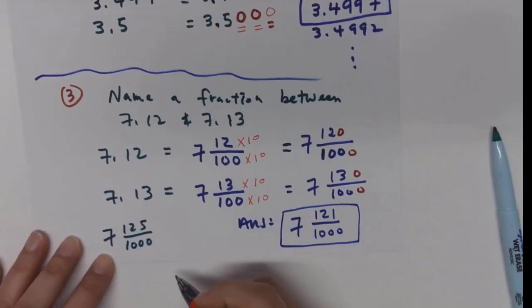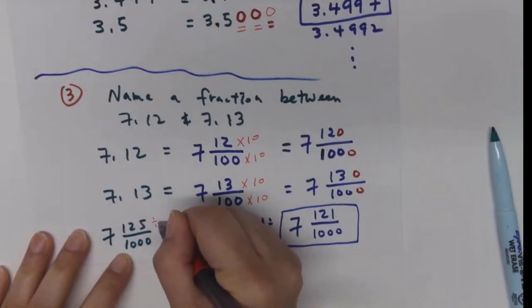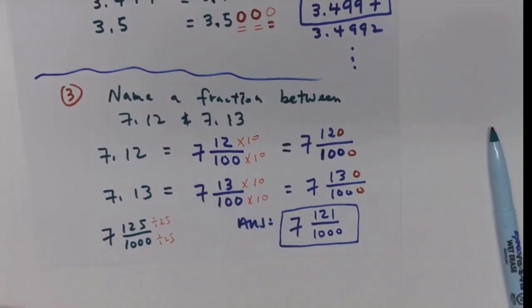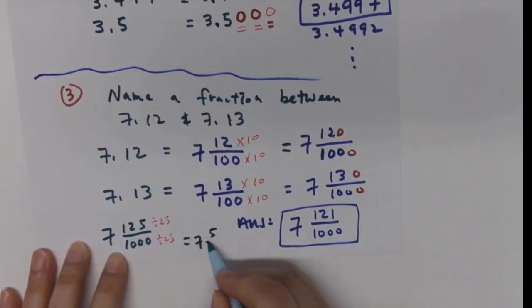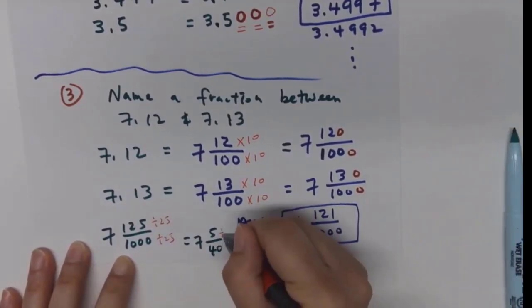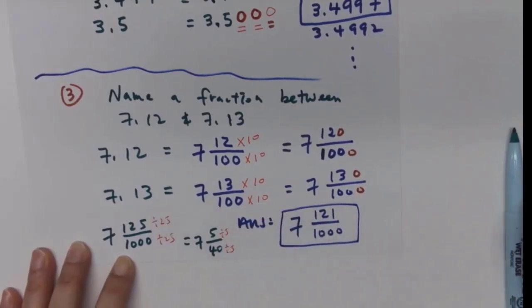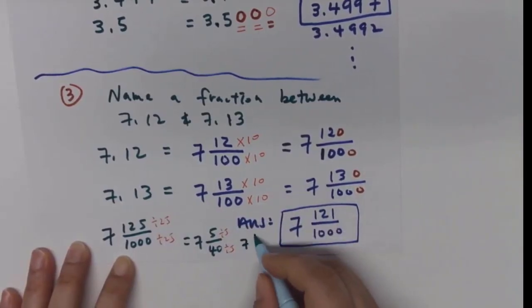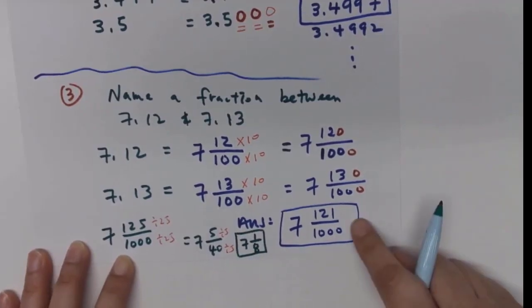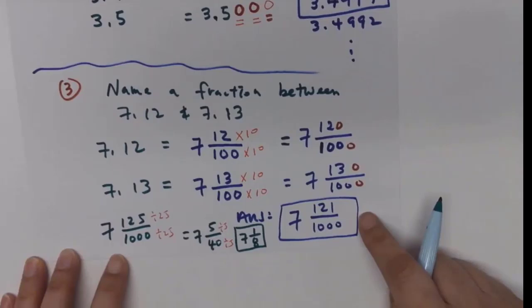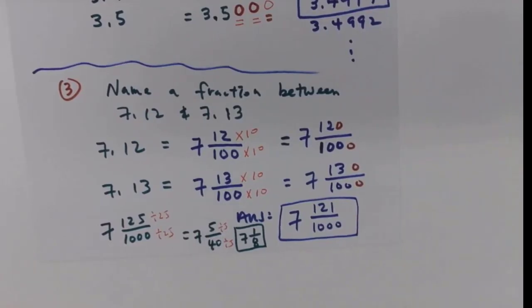So reduce by 1. So try 25. 125 divided by 25 is 5. And 1,000 divided by 25 is 40. Oh, I have to go further. So divided by 5, divided by 5, this is going to be 7 and 1 over 8. If you pick a number where they are relatively prime to each other, then it's yours. So, but either way, it's going to be fine.